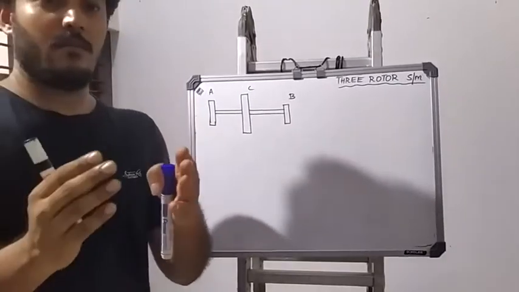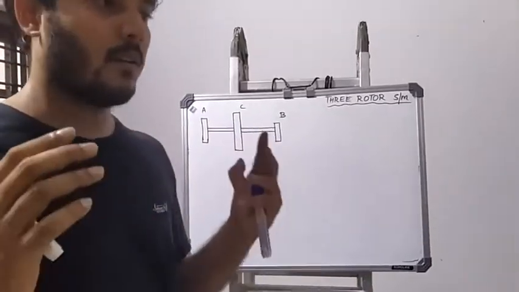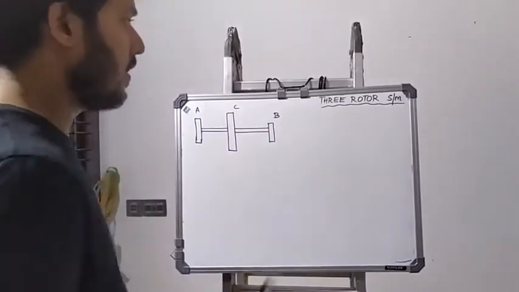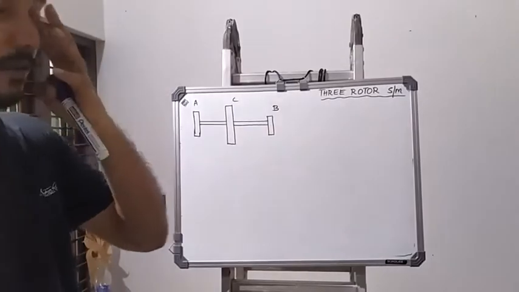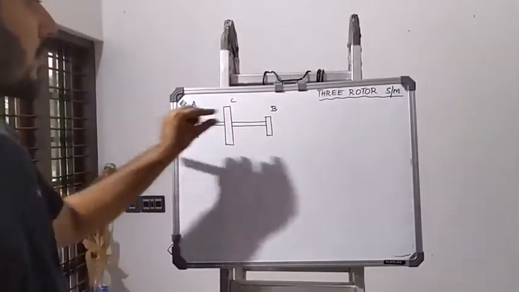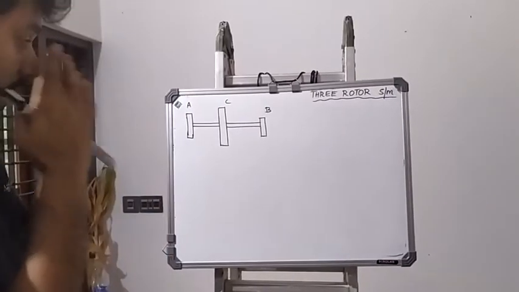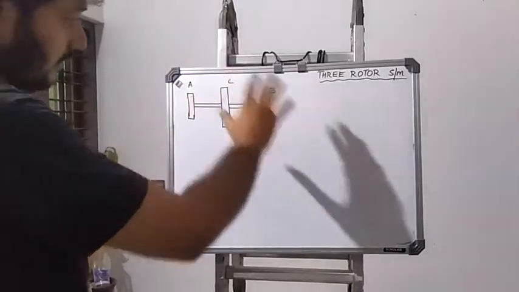So I just told you about an example where 3 rotating systems come on a single shaft. So such a system can be taken into account as a 3-rotor system. So let A, B and C be the 3 rotors placed on a single shaft. Now how will we analyze the torsional vibrations occurring in this shaft in such a system?